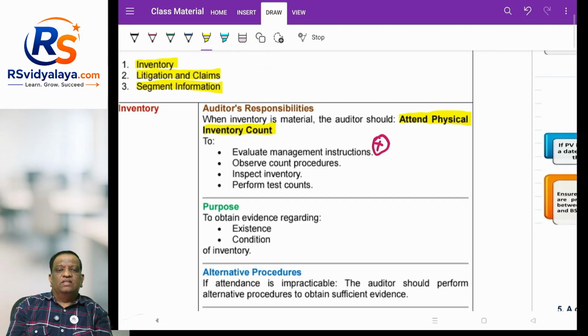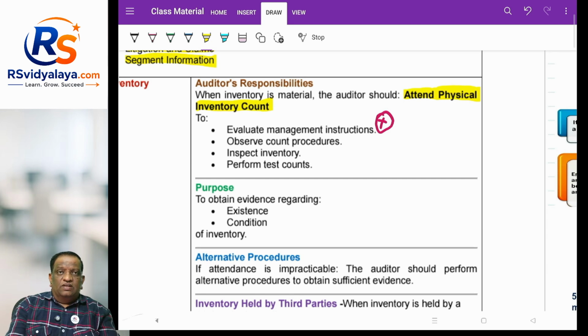To summarize the probable MCQ, is it mandatory for the auditor to attend fiscal verification? The answer is yes, unless it is impracticable. Then what should an auditor do if it is impracticable? We will get into it a little later.